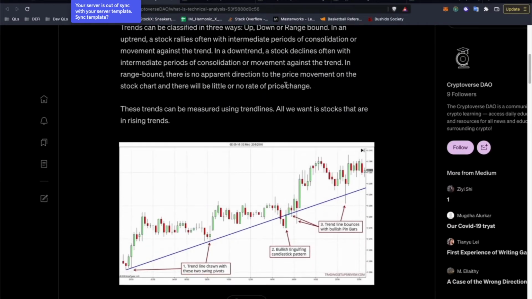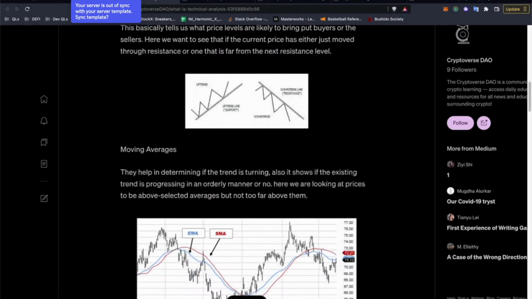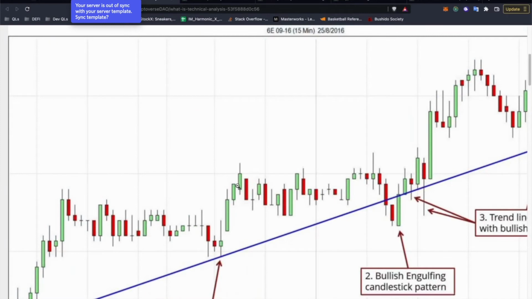Now we're talking about trends as well. Trends can be classified in three ways: up, down, or range bound. Up is basically very self-explanatory. It's going up in green. That's what the colors are. Green basically means the price in general over this period has been moving in the upward direction. It's been increasing.